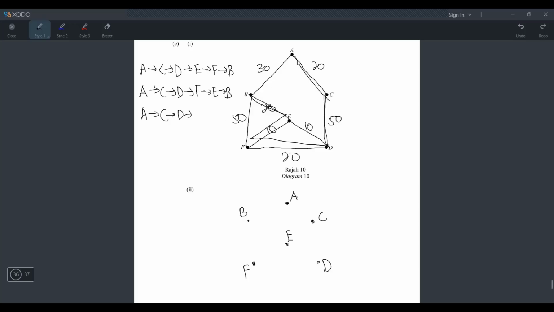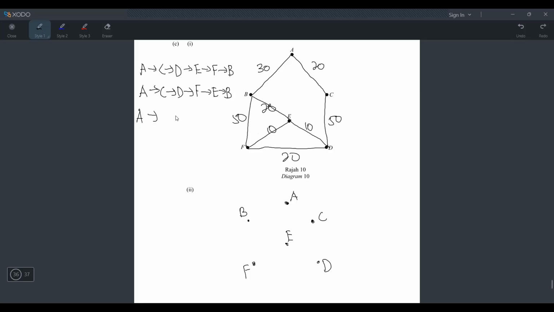Of course, you can also go A, C, D, F, B, E. Like that also can, but I already know this one will be longer, so I will just ignore it. I don't want to include that path. So I think I'll just stop there for AC and write it like this.